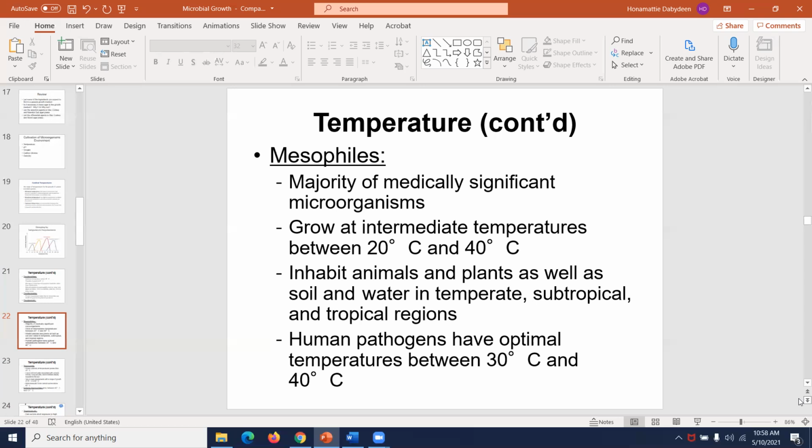When we do the effect of heat on microorganisms in one of the labs, we will be cultivating some of the thermophiles and the psychrophiles. But in general, because these are the ones that will be causing human diseases, we will work with them a lot more than the others.